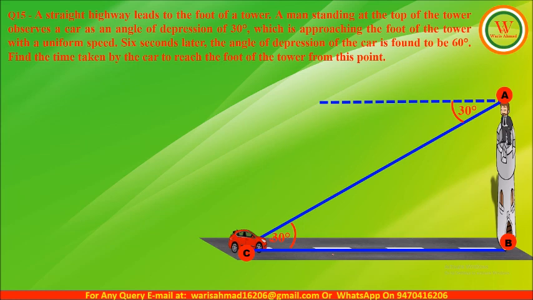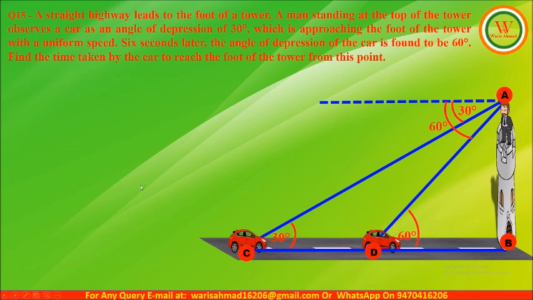After 6 seconds, the car reaches point D. Suppose after 6 seconds the car reaches point D and the angle of depression changes from 30 degrees to 60 degrees. So first of all, we have to draw the line of sight, that is AD. The horizontal line will remain the same. So this angle will be the angle of depression and the measurement of this angle is given as 60 degrees. So the measurement of this angle will also be equal to 60 degrees.